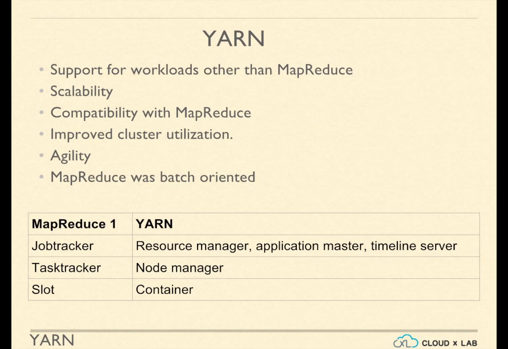The role of job tracker in MapReduce 1 is now split into multiple components in Yarn: resource manager, application master, timeline server. The task tracker is now node manager. The role of a slot in MapReduce 1.0 is now played by container in Yarn.